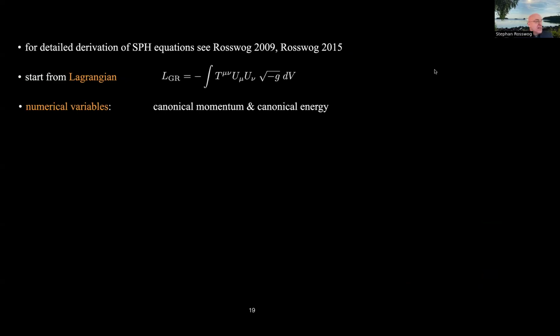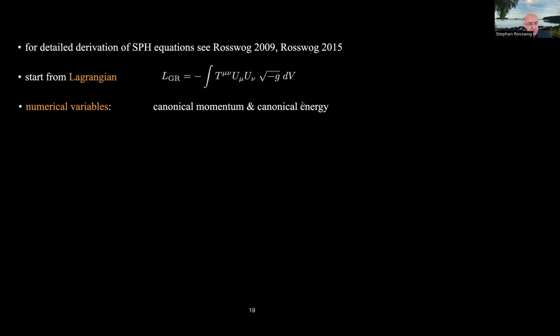The idea here is that one does the same thing as in the Newtonian case, starting from a Lagrangian. And here the Lagrangian would contain the energy momentum tensor and the four-vectors, and of course it needs to know about the metric. Then, as in every numerical method, you have the choice of which variables you actually want to evolve. What we're evolving here is the canonical momentum that comes from the Lagrangian and the canonical energy.